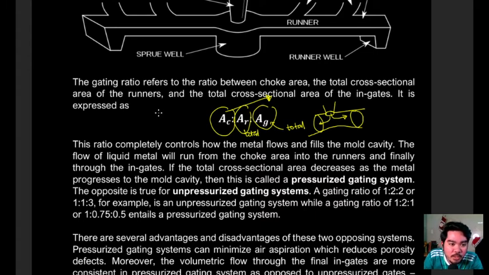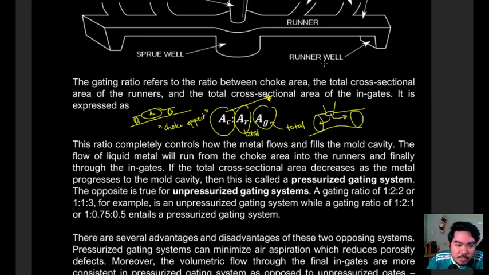The opposite is true if, for example, malaki yung choke area, tapos biglang pagpasok niya sa runner, mas konti na siya, yung choke area mo. Or mas maliit na yung choke area mo. So, kung mas maliit yung choke area mo, because mas maliit yung runner area mo, meron tayong tinatawag na choke effect, no? We call it as the choke effect. And this choke effect introduces pressure in your gating system. So magkakaroon ka ng pressurized na gating system.